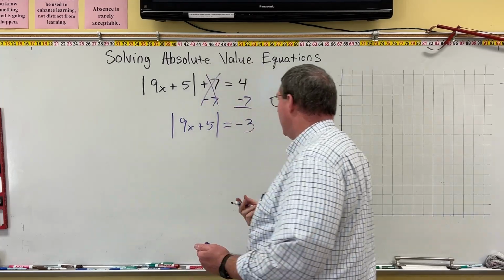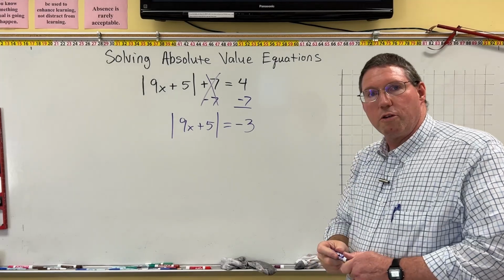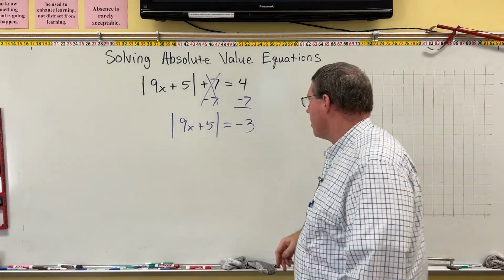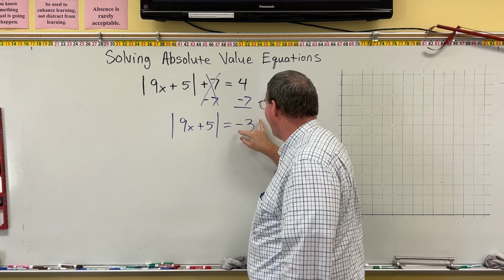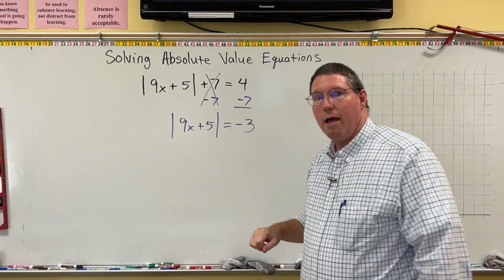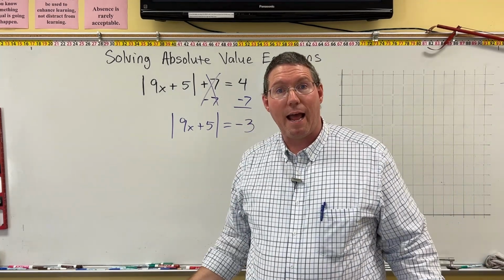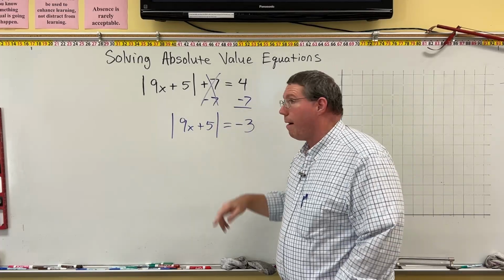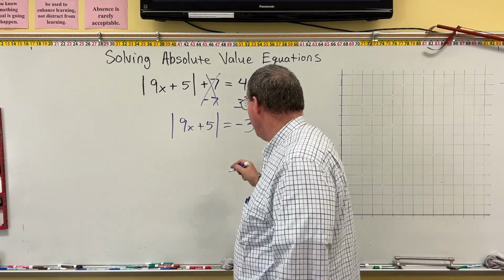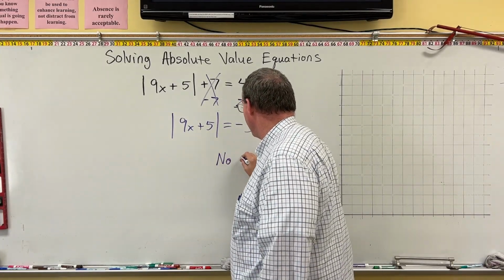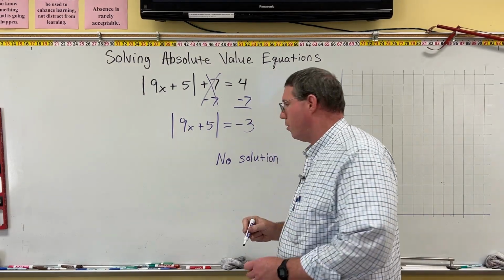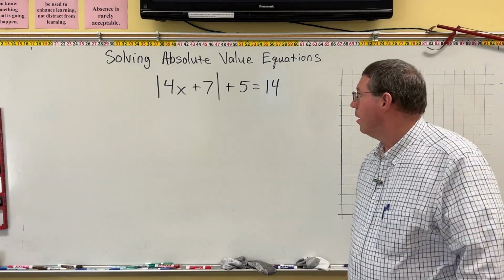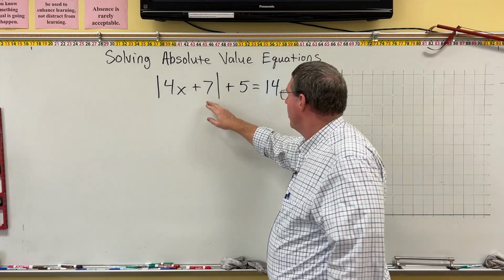Uh-oh, this is exactly what I told you we can't have. This says that the absolute value of 9x plus 5 is equal to negative 3, a negative value. That's impossible. That can't happen. And so we're going to stop solving this completely, and we're going to say that there is no solution, and then we're going to move on to the next question. All right, let's try this one here.